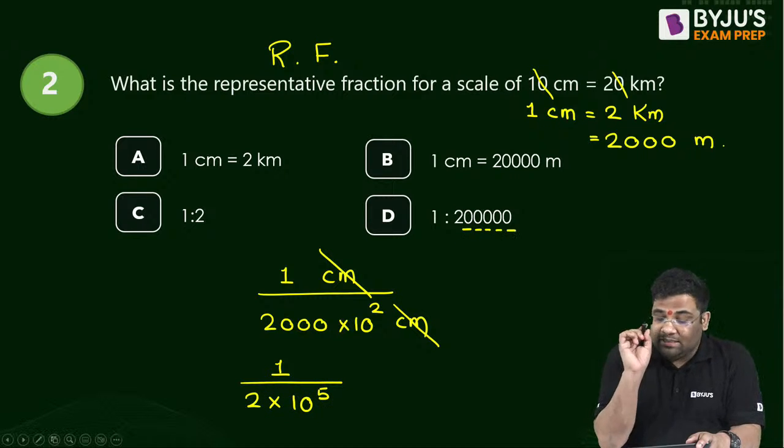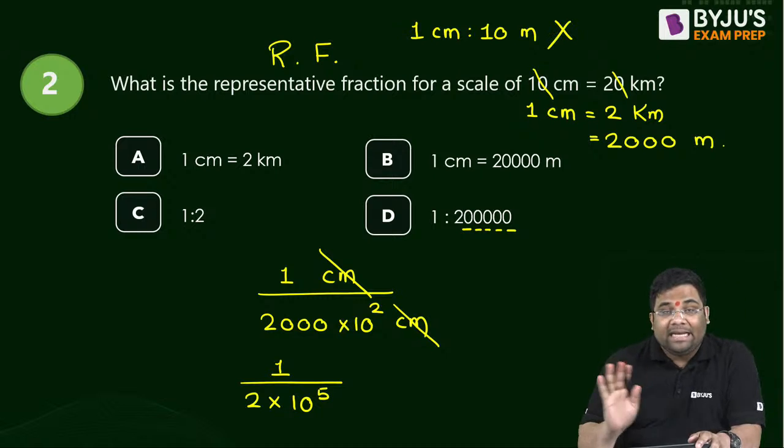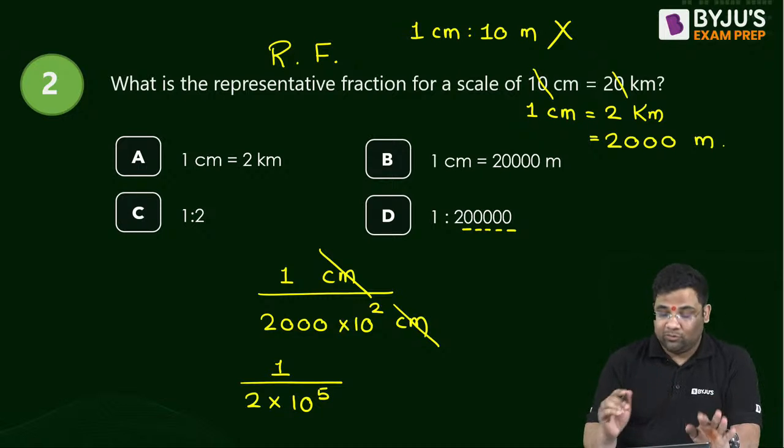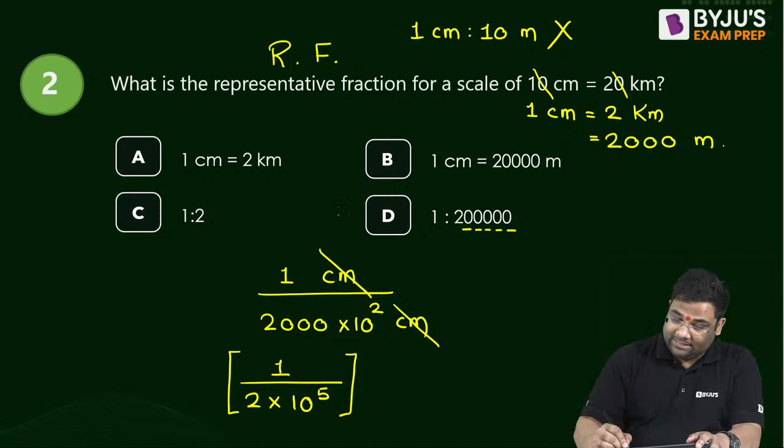So representative fraction is not a scale like 1 centimeter is to 10 meter. These are not representative fractions; they are scales. But representative fraction is a ratio without any units. So the answer is D.